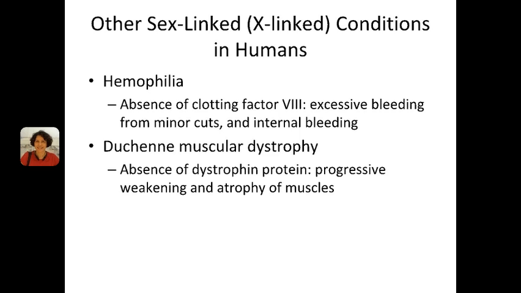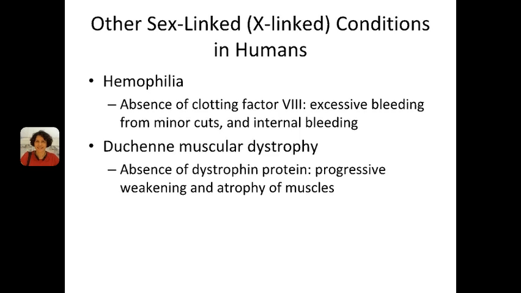The other condition is Duchenne muscular dystrophy, and in Duchenne muscular dystrophy the protein dystrophin is not made correctly, so it is not available, and it causes a weakening and atrophy of the voluntary muscles that is progressive, and it usually causes the confinement to a wheelchair of the individual, maybe by the age of 12 or so. It's a very serious condition.